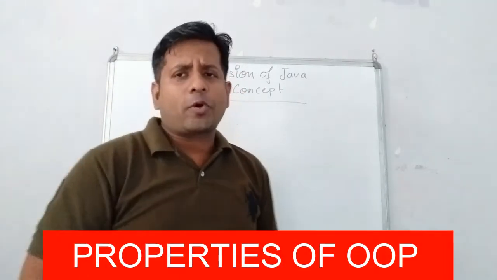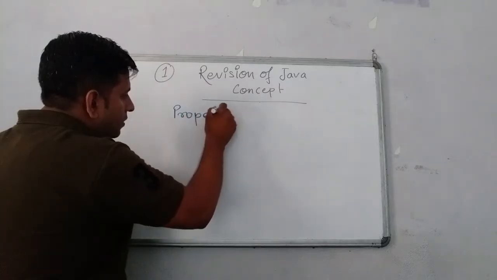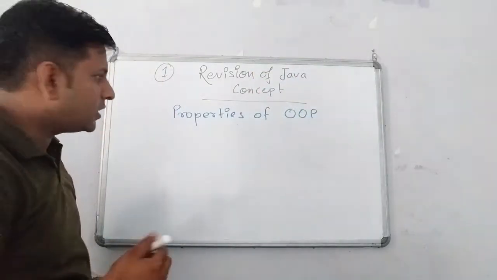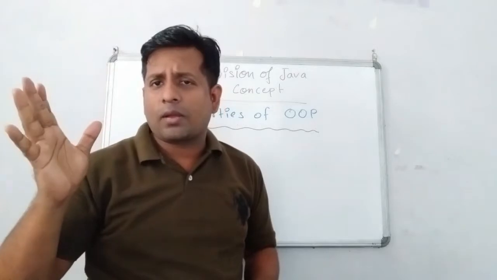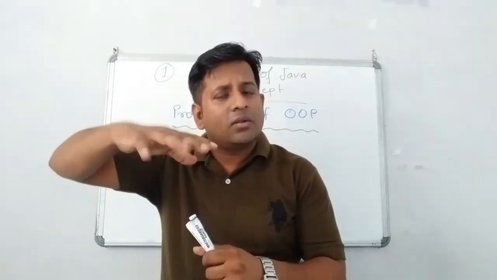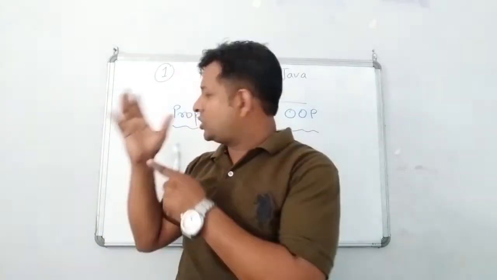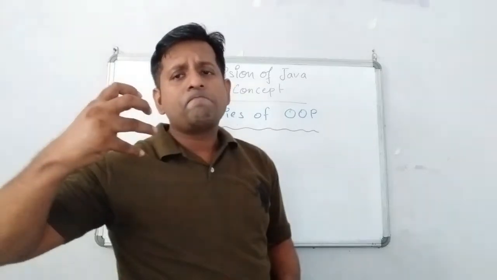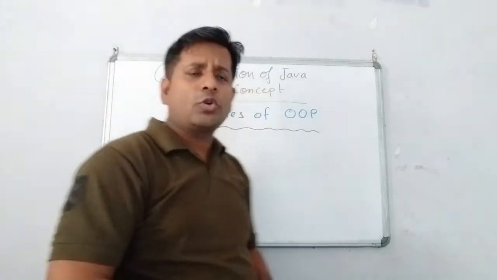Properties of object-oriented programming. Let us see. What are the different properties of object-oriented programming? Basically, you can say pillars of object-oriented programming. There are 4 pillars, without which the approach which OOP gives is not at all possible. They make object-oriented programming a beautiful, powerful and strong platform.